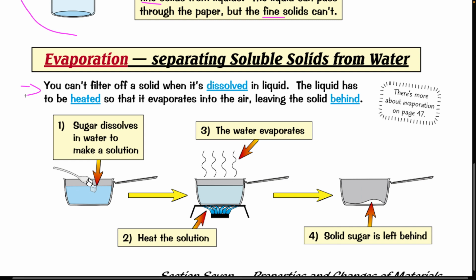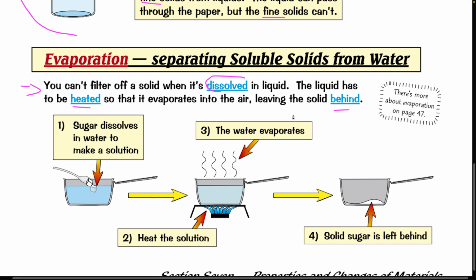So I hope you are understanding that. Teacher, what do I have to do on this page? Dissolved, heated, and behind. Translate these three words for me. Again, I'm going to read one more time. You can't filter off a solid when it's dissolved in liquid. The liquid has to be heated so that it evaporates into the air, leaving the solid behind. And again, if you want to see more information, there is more about evaporation on page 47.